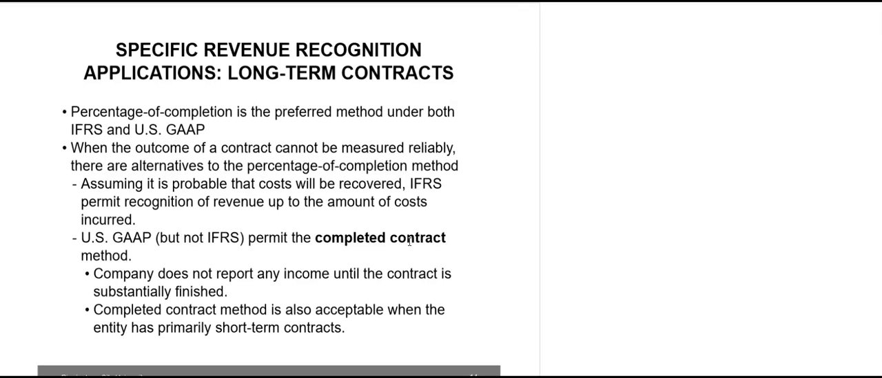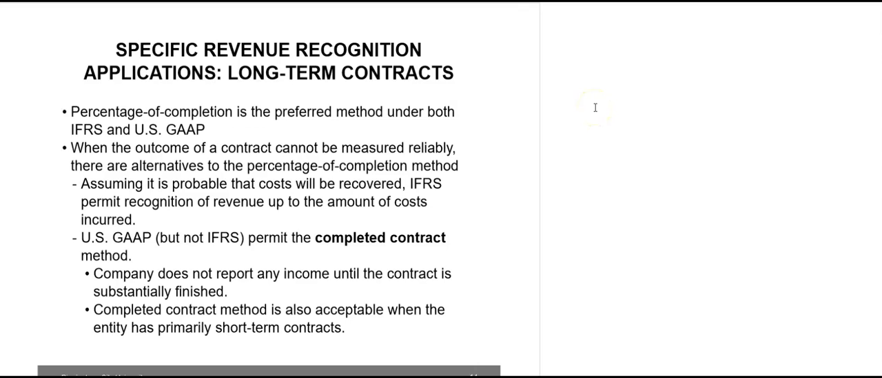Under both IFRS and the US GAAP, if a loss is expected on the contract, the loss is reported immediately, not upon completion of the contract, regardless of the method used, that is percentage of completion or completed contract. Under the IFRS, if the outcome of the contract cannot be measured reliably, then revenue may be recognized to the extent of the contract cost incurred, but only if it is probable that the cost will be recovered. In such a case, costs are expensed in the period they are incurred.